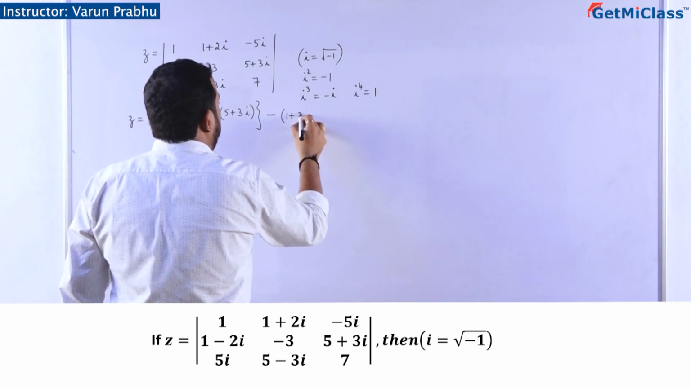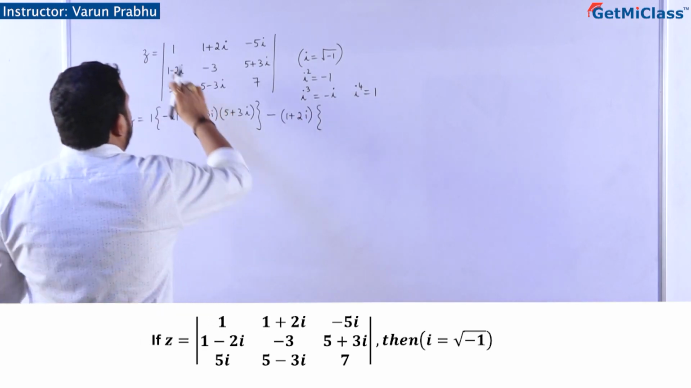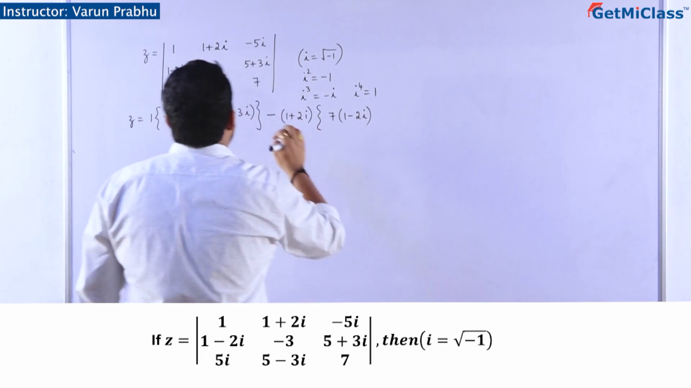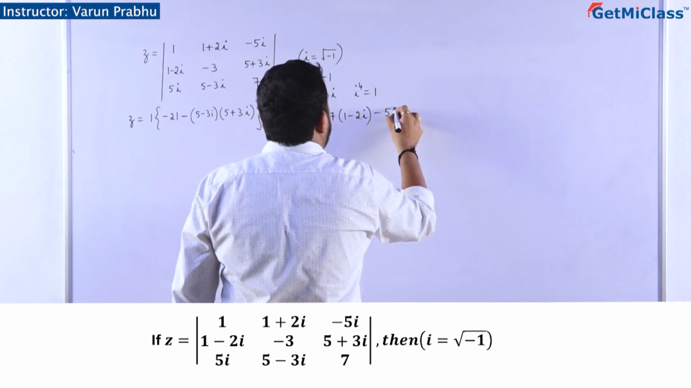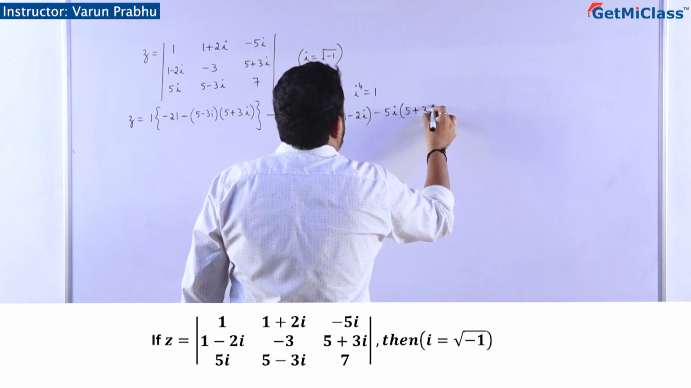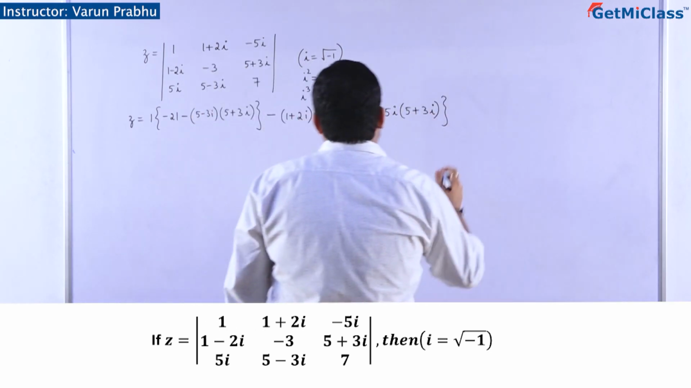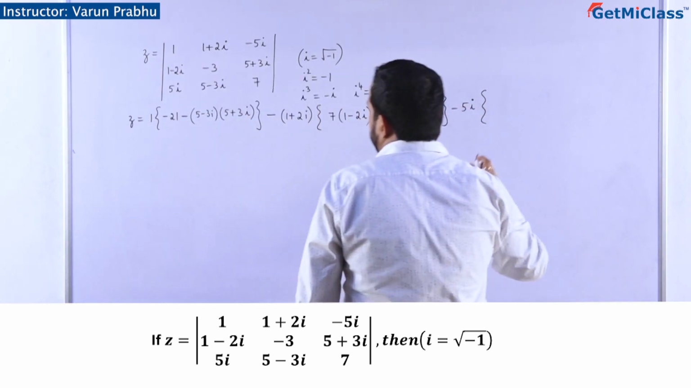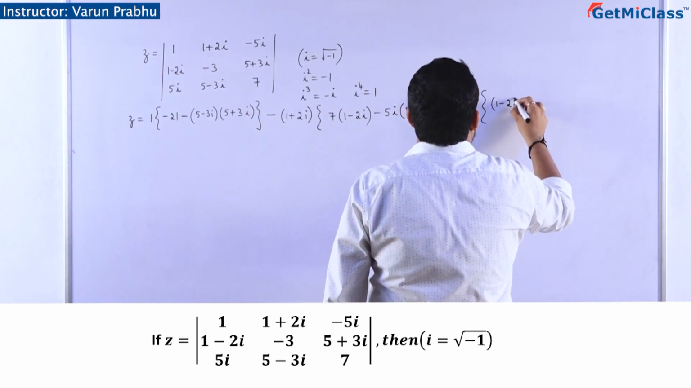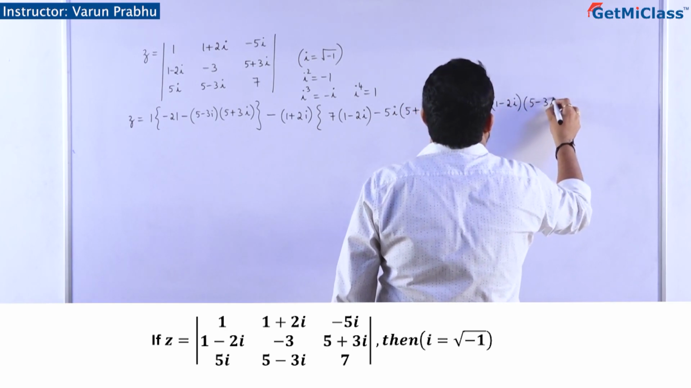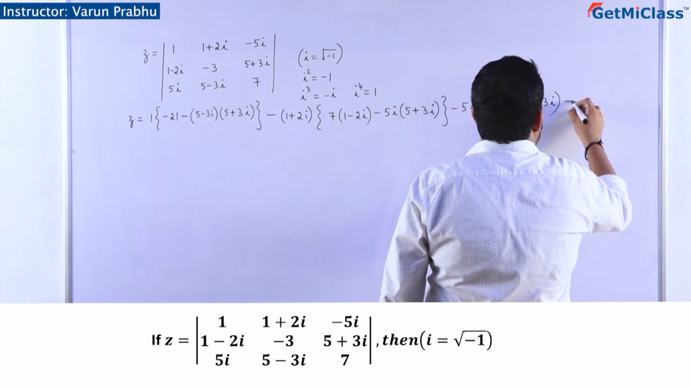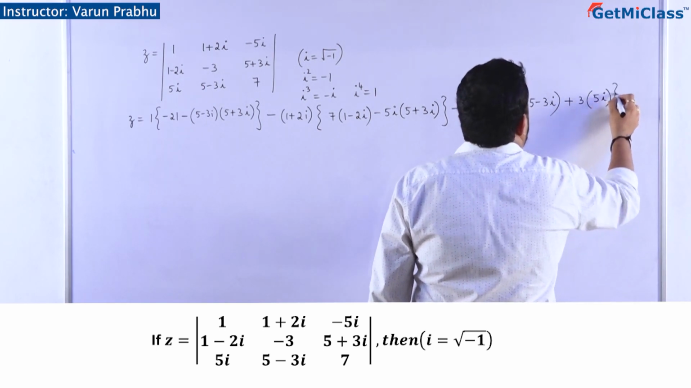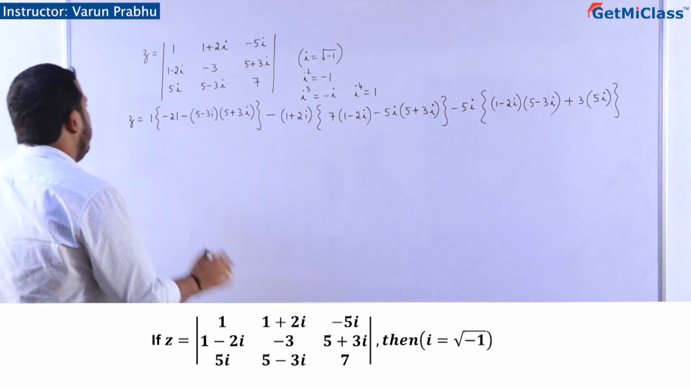Minus of 1 plus 2i, leave the row and column, 7 into 1 minus 2i, minus 5i into 5 plus 3i. Then minus 5i into, leave the row and column here. So what do you get? 1 minus 2i into 5 minus 3i, minus into minus will be plus 3 into 5i. Okay, this is all about simple expansion and knowing things.